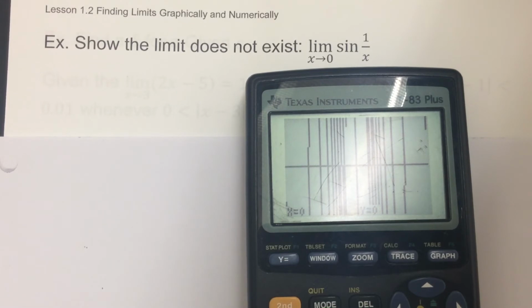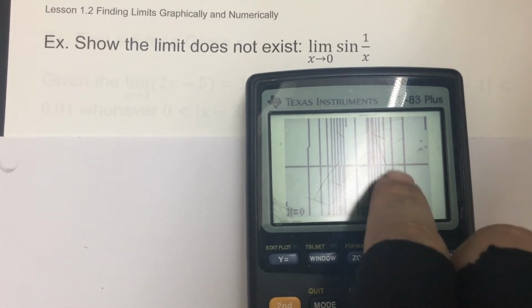So it kind of goes back to the last one. If it was going up to infinity, we don't have an exact number it's going to, so we can't say the limit exists. Same thing here. If it's bouncing back and forth, we can't tell that exact number, so we can't say the limit exists. So it's going to oscillate.